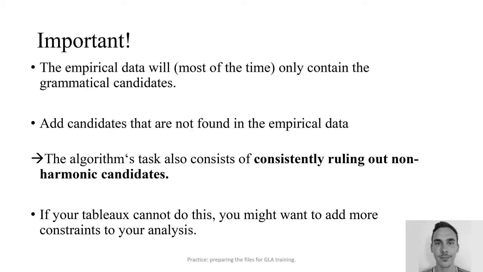Yet, this is not enough to really get started, because we have to bear in mind that, of course, empirical data will only contain optimal surface candidates, which doesn't tell us anything about members in the competing candidate set. Therefore, adding non-empirical candidates to your tableau is crucial in any OT analysis, be it stochastic or not. In the case of the GLA, its task not only consists of mimicking the relative frequency of input-output mappings, but also in consistently ruling out non-empirical candidates.